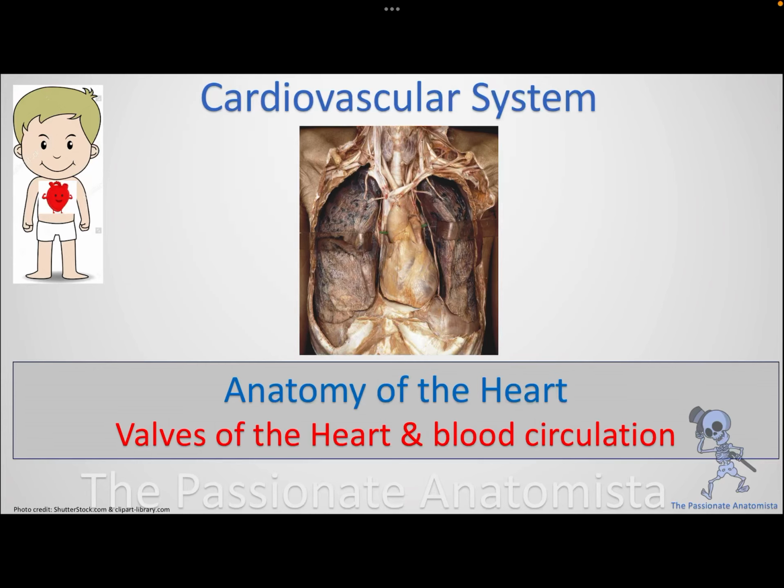Hello everyone, and welcome to the third concept of the cardiovascular system. In this video, we're going to cover the valves of the heart and blood circulation.